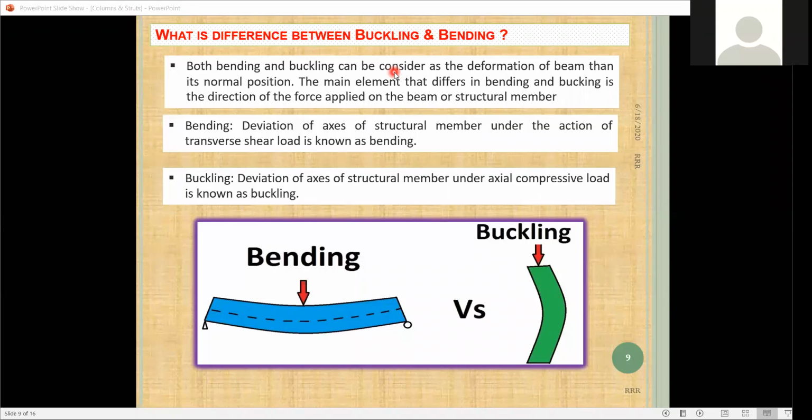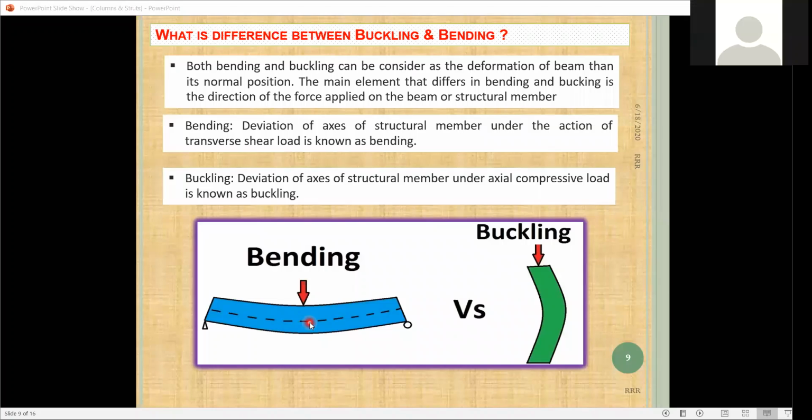Suppose the force is acting perpendicular to the length of the member. This is the length of the member, everybody knows, right? Perpendicular will be 90 degrees to this member. This is 0 and this is 90 degrees. So if the force is acting like this, it will deflect like this, right? That's what I have shown in the first diagram. When the force is acting perpendicular to the member, we call it bending, normal bending.